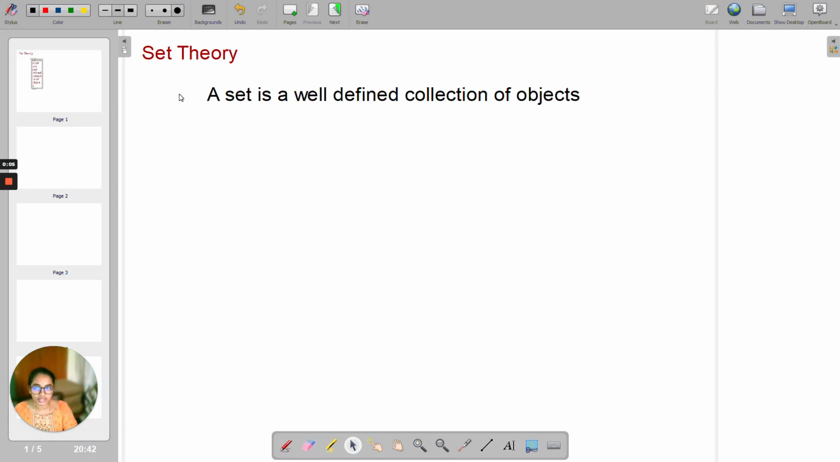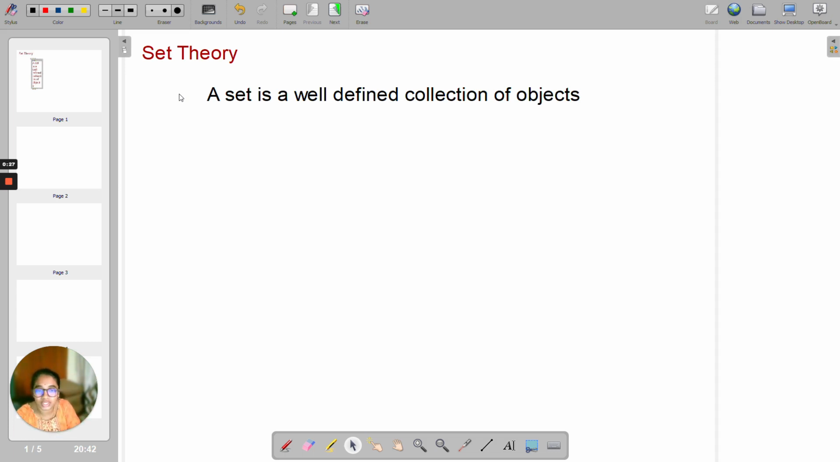So in this class, let us study something about set theory. You study set theory not only in your 11th or 10th grade, it is also used in the preparation for JEE and CSIR NET exams. Okay, so what is a set? A set is a well-defined collection of objects.